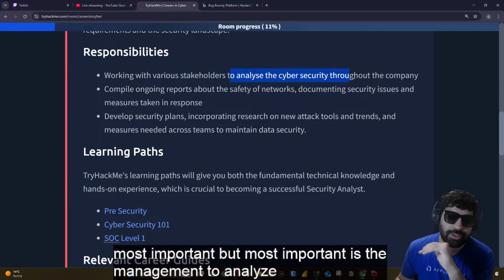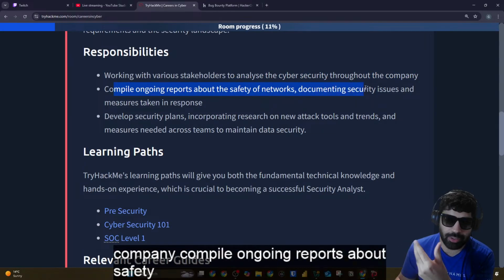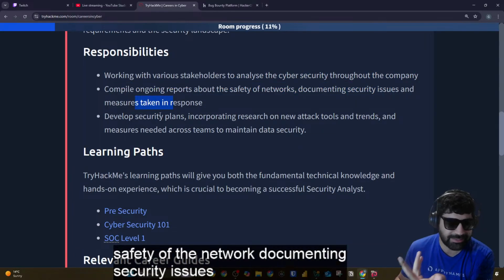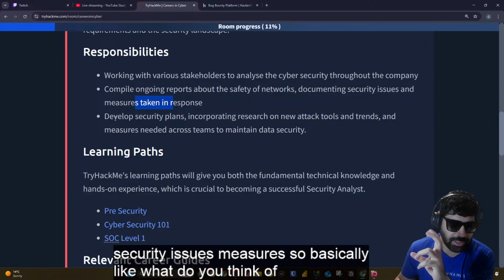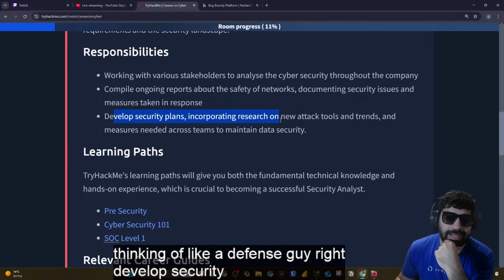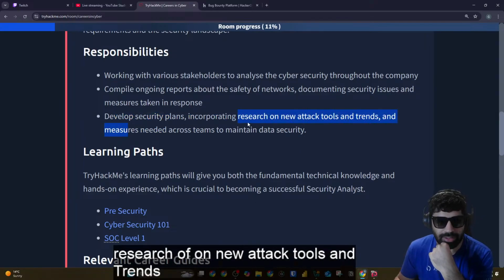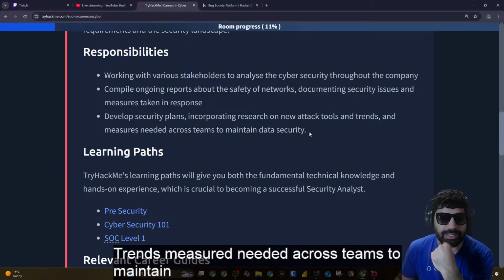To analyze cybersecurity throughout the company, compile ongoing reports about the safety of the network, documenting security issues and measures. So basically, it's what you think of when you're thinking of a defense guy, right? Develop security plans, incorporating research on new attack tools and trends, and measures needed across teams to maintain data security.